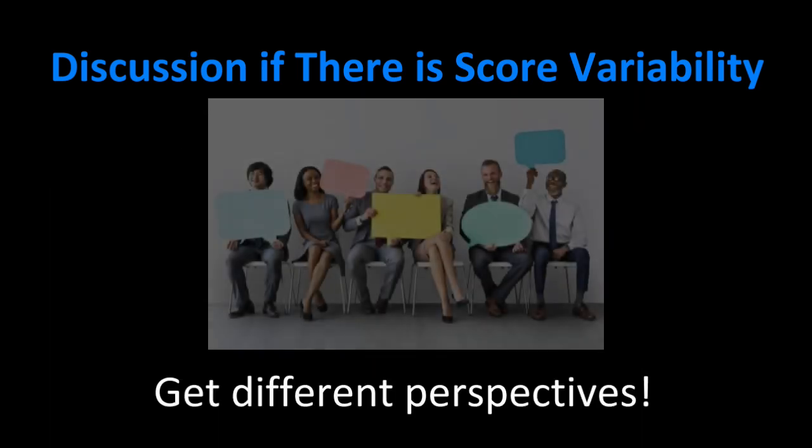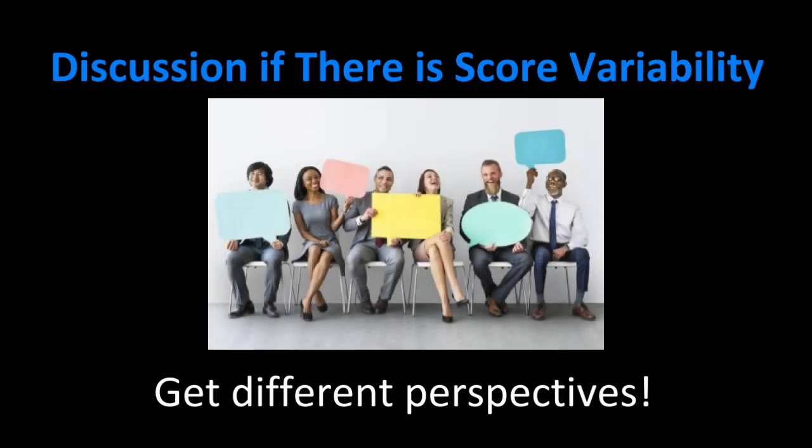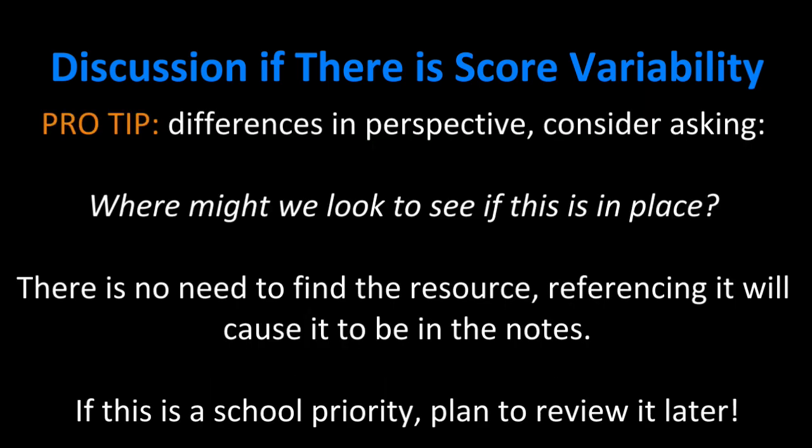Be sure to gather varied perspectives during this process, as it helps the team learn what is happening in the school related to the item and sets up the second round of scoring of this item based on additional information provided by participants. If there are significant differences in perspective, consider asking, where might we look to see if this is in place? There's no need to find the resource. Referencing it will do the trick. If this is an item that is part of the school's priorities, evidence can be reviewed in a follow-up meeting.